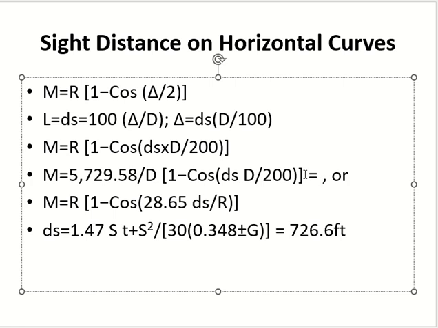D is degree of the curve. Ds is the distance. Degree of curve 6, capital D.